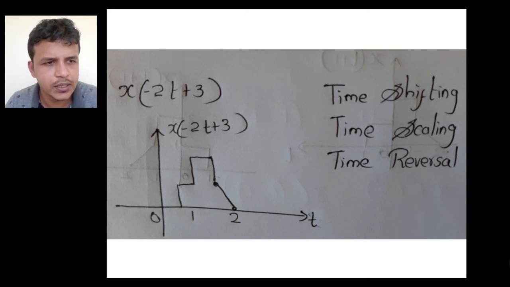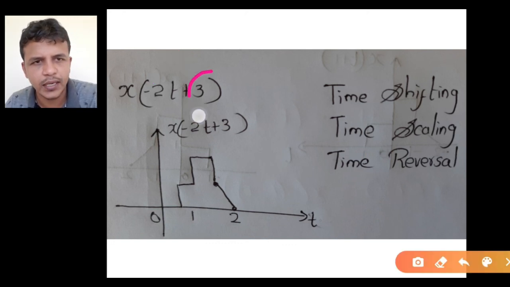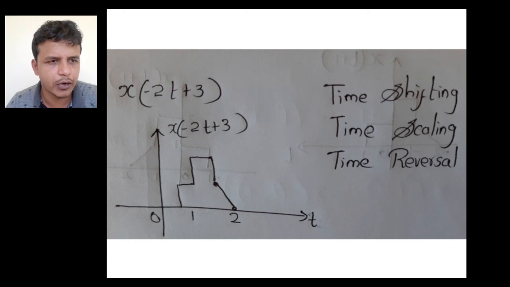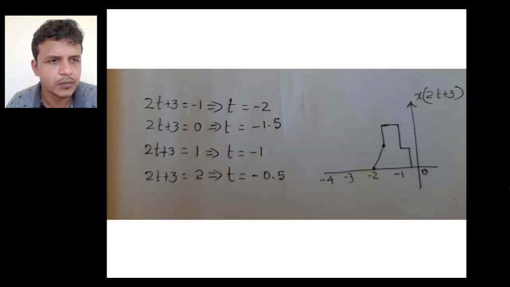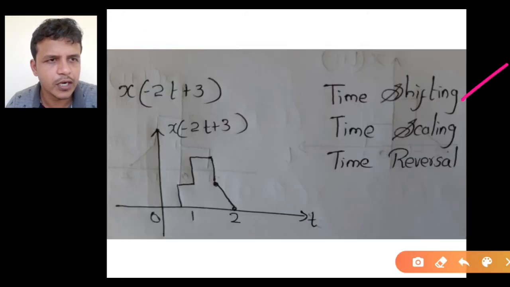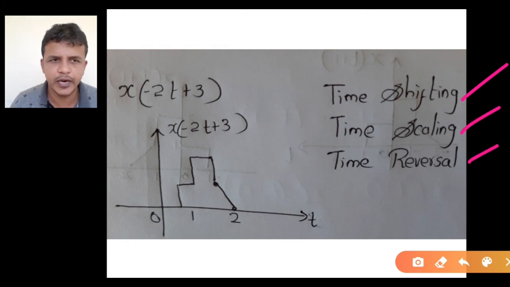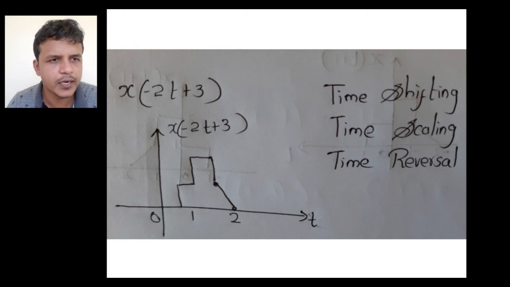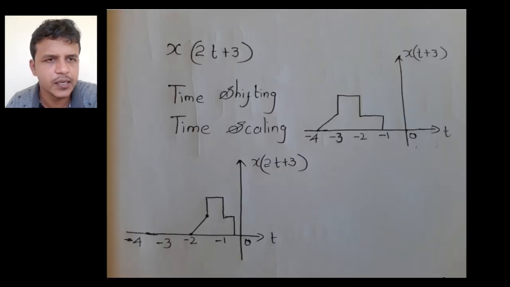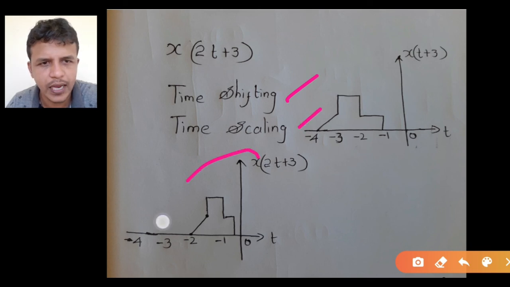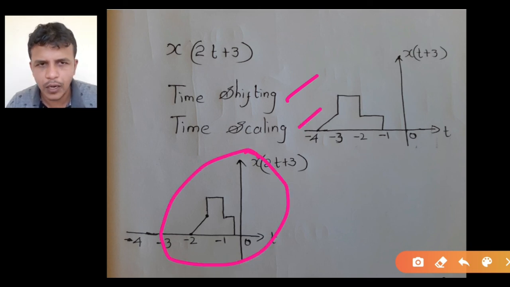In this signal we have all three: time shifting, time scaling, and one minus sign here, which implies time reversal. We have to perform them in this order: first time shifting, next time scaling, and after that time reversal. We have already performed time shifting and time scaling here, so after performing them we will have this signal. Now at last we have to apply the time reversal operation to this signal.